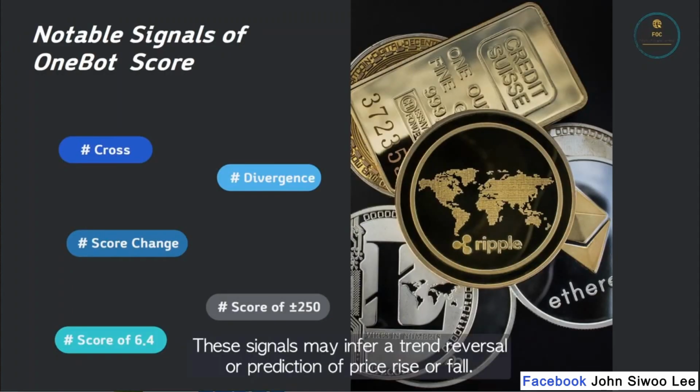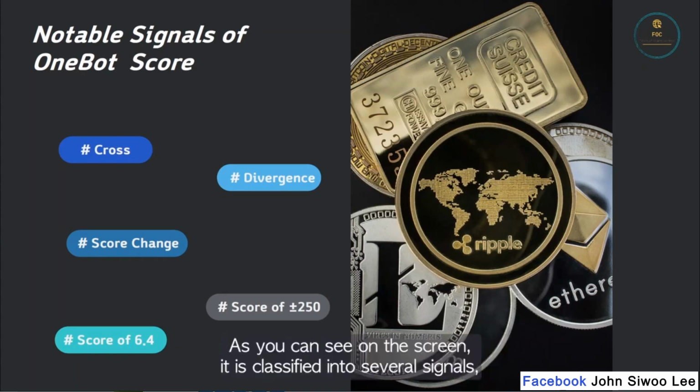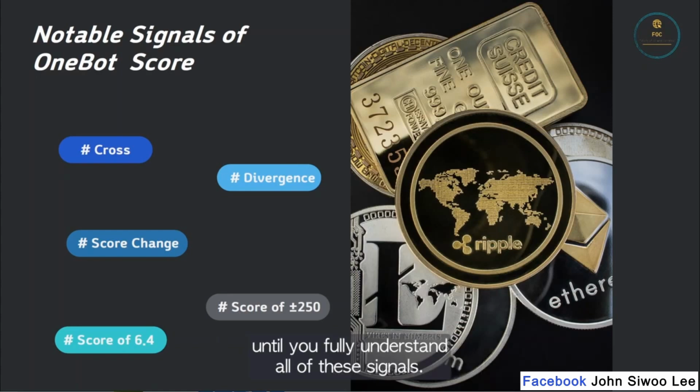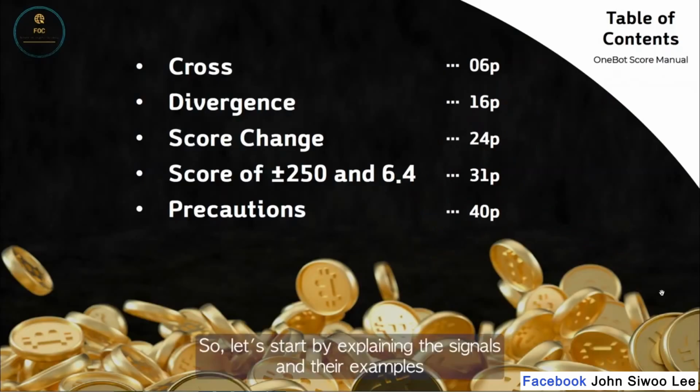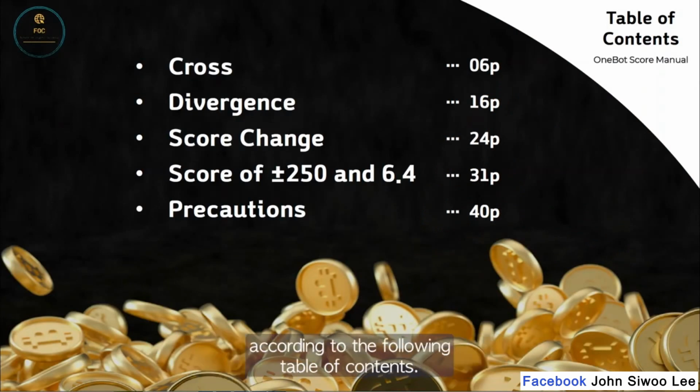The signals may infer a trend reversal or prediction of price rise or fall. As you can see on the screen, it is classified into several signals, and we recommend that you continue to learn until you fully understand all of these signals. So let's start by explaining the signals and their examples according to the following table of contents.